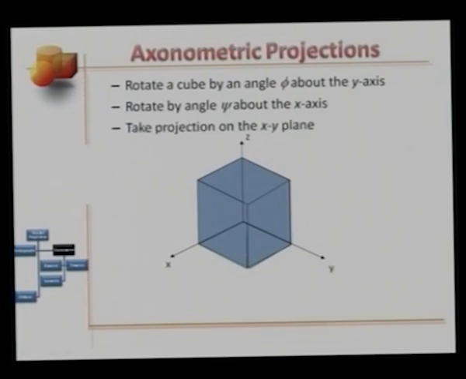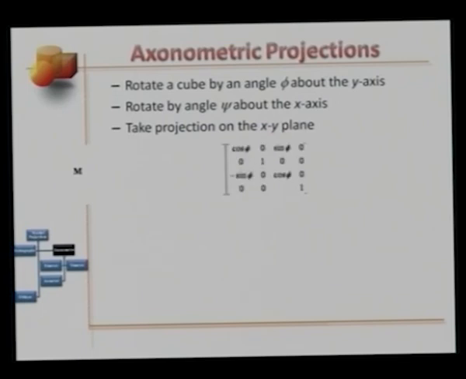What would be the resulting transformation matrix? Let's take a look. The transformation will be given by matrix M, a 4 by 4 matrix in size. The first matrix will be the rotation about the y-axis. You are now familiar with these terms and how to construct these rotation matrices. 1, cosine of phi, minus sine of phi, sine of phi, and cosine of phi. Rotation matrix for rotation about the y-axis.